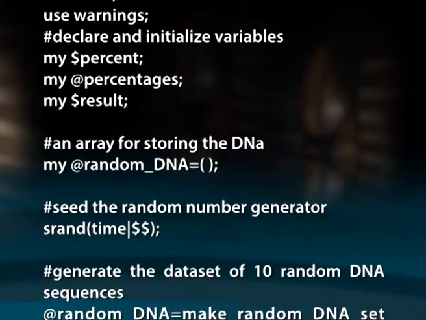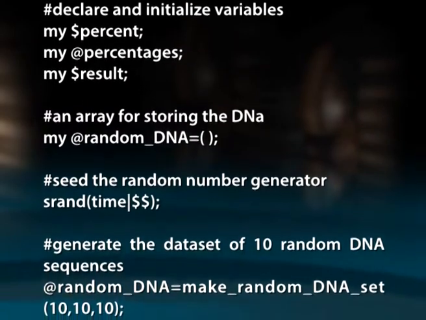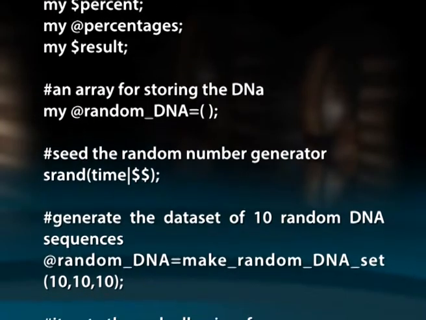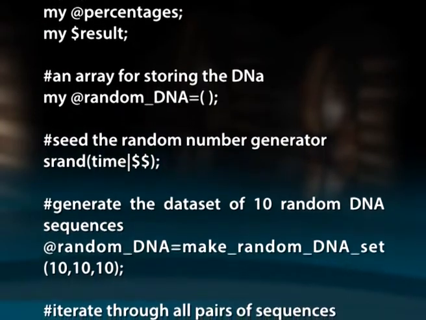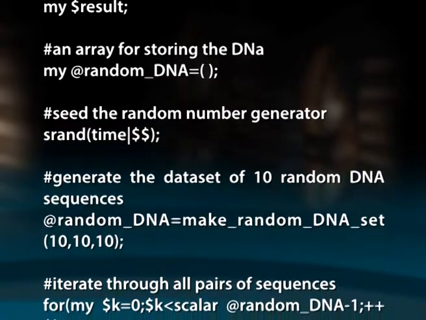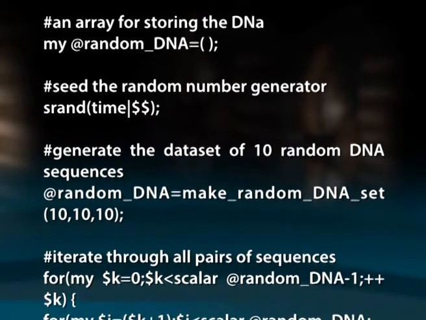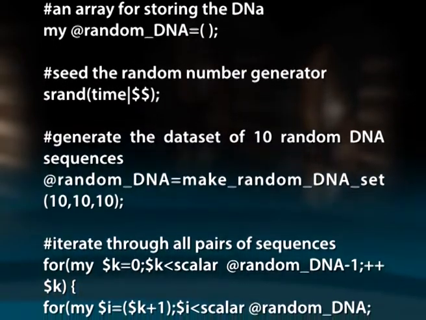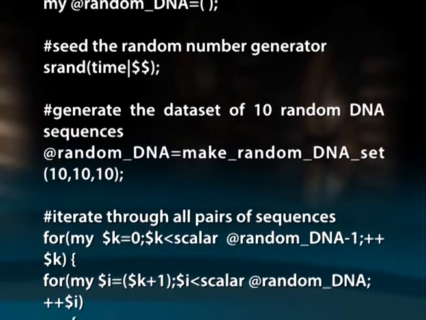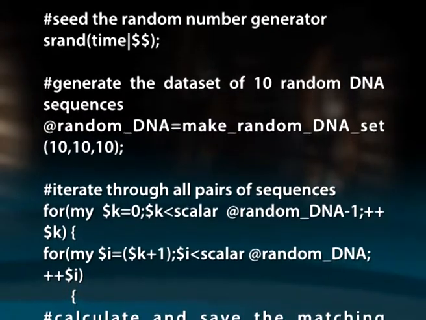Seed the random number generator: srand time. Generate the dataset of 10 random DNA sequences. The array @randomDNA equals make_random_DNA_set of 10, 10, 10. Iterate through all pairs of sequences. A for loop is used: for my $k equals 0, $k less than scalar @randomDNA minus 1, plus plus $k. Here another for loop is also used as an inner loop.